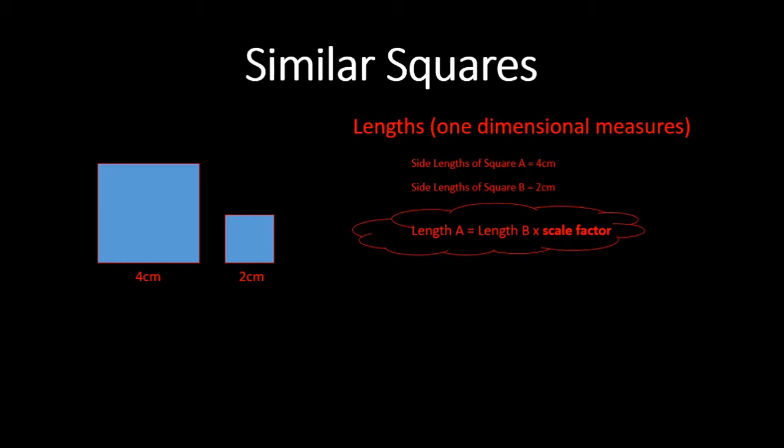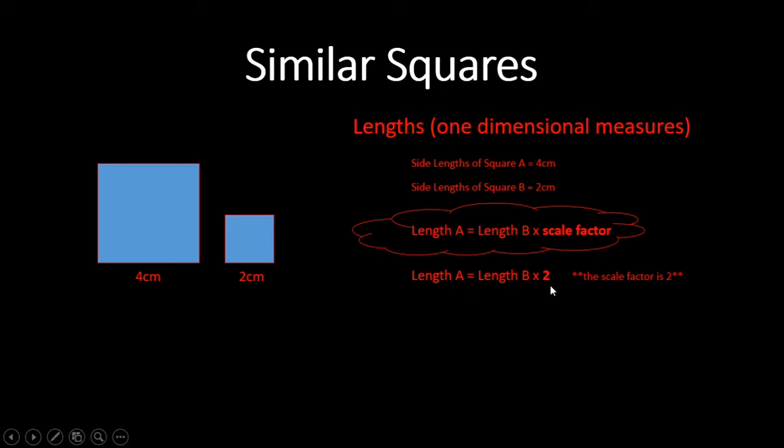Now I set it up this way on purpose because I wanted to work with a whole number scale factor, not to confuse you any more than you already are by having a negative or a decimal or a fraction scale factor. So I've said that length A, which is the longer one, is length B, the shorter one, multiplied by some number. So that would be a number bigger than 1, to get the scale factor. Okay, length A is equal to length B times 2.